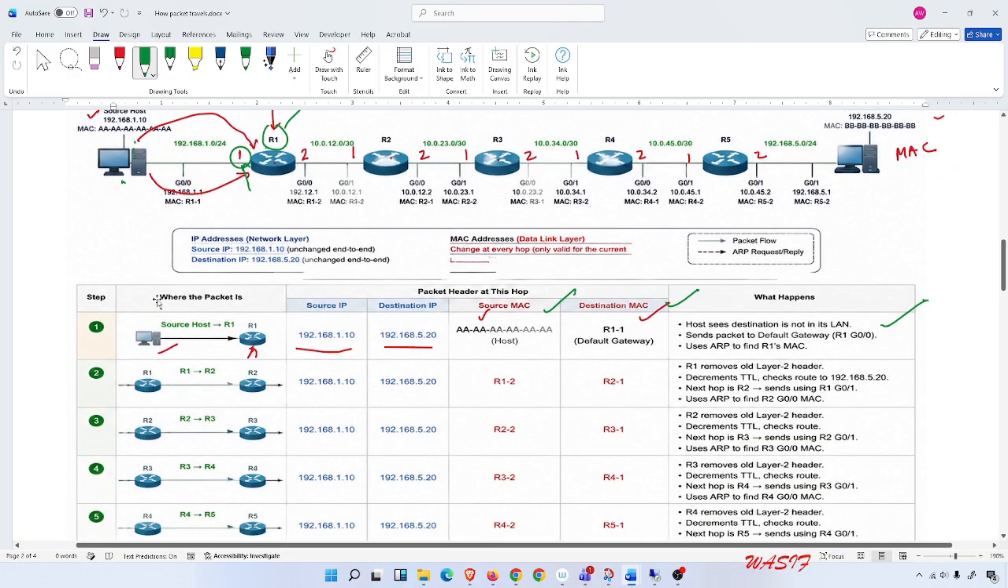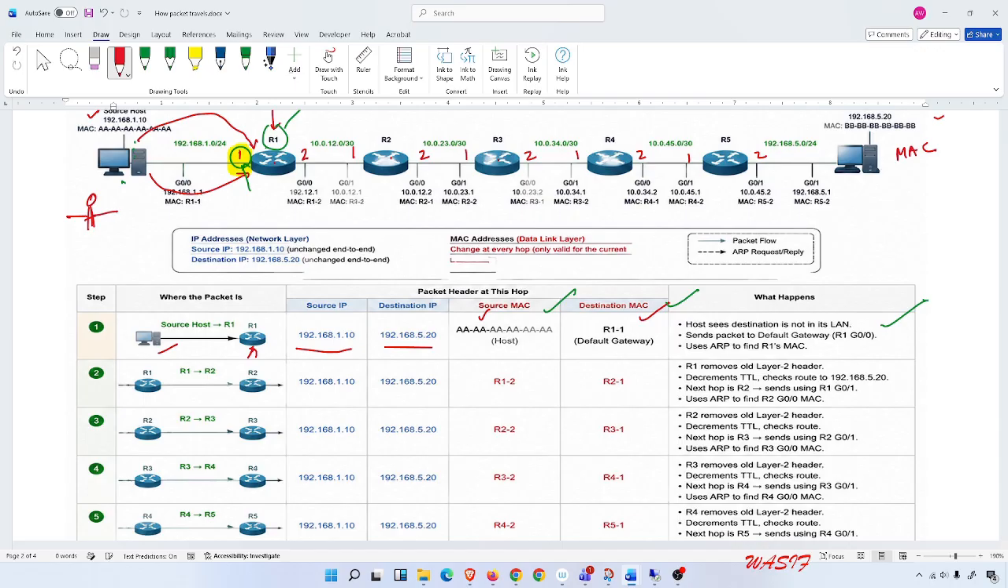Now look at here. Where is the packet now? Look at here very carefully. The packet is now at this position. So imagine this is a person and he has got a left hand and a right hand. If he wants to transfer something from his left hand to his right hand, does he need any permission, or are there any obstacles? No. So R1 can send the packet from here to here.